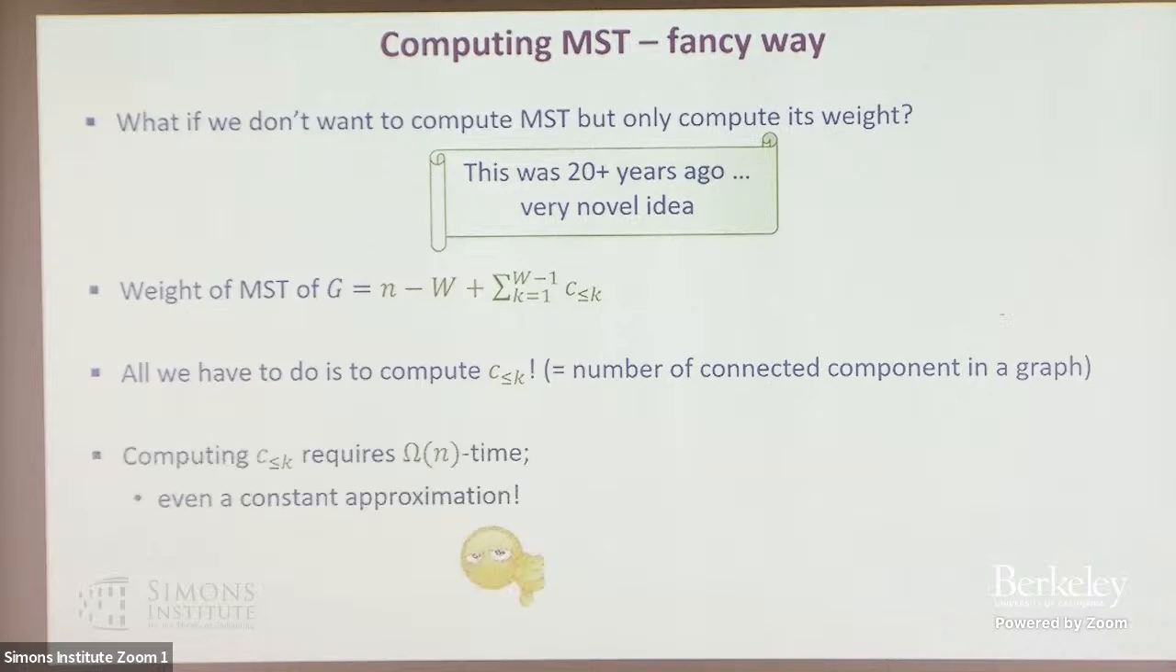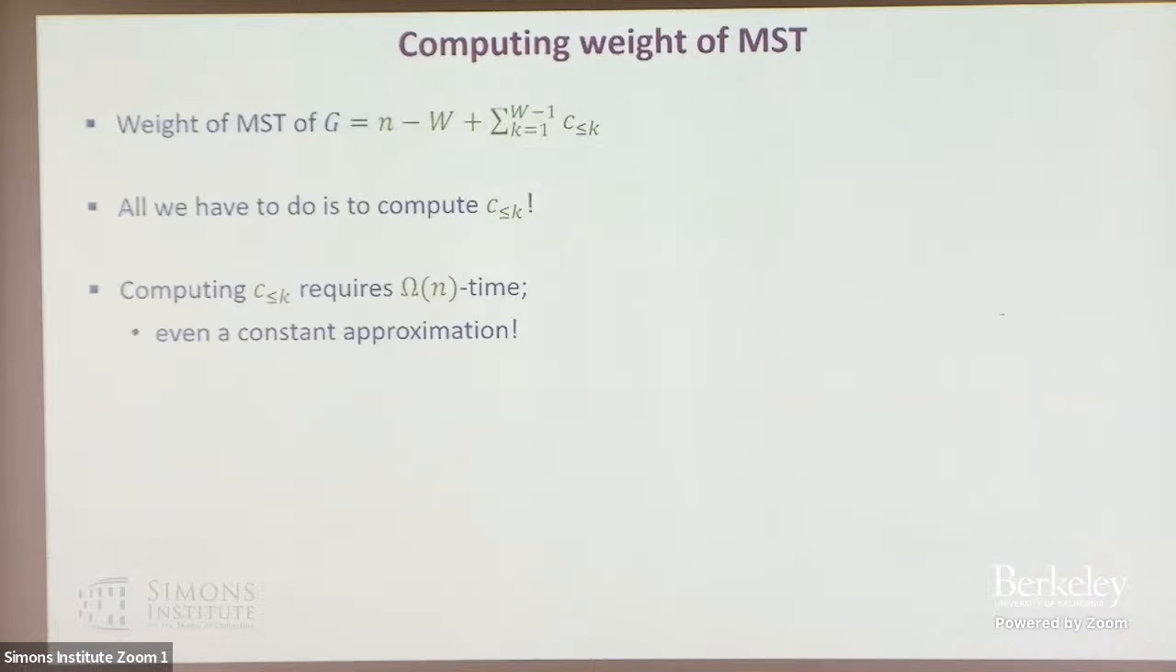The bad thing is that if you want to compute this C_k, you still need linear time. So that's somehow not a very exciting thing, even if you want to get a constant approximation. You can have, for example, a few isolated vertices and the rest is a complete graph. You won't find these isolated vertices quickly. So you don't really have a good way of doing that in sublinear time.